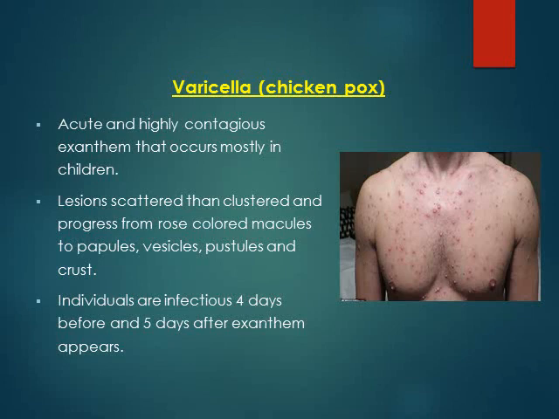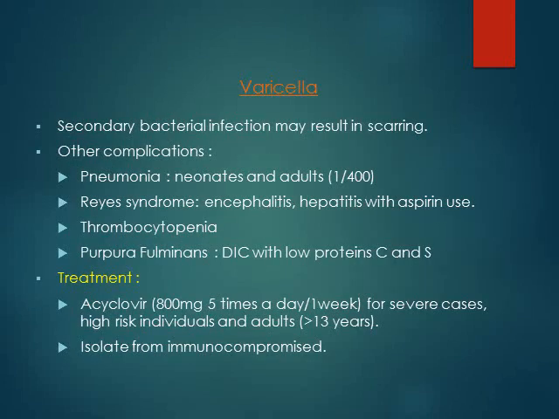Here in varicella, you see multiple vesicles all over the body. It is a very common disease, and secondary bacterial infection can occur. There can be other systemic complications such as pneumonia, which is seen more commonly in adults, thrombocytopenia, and purpura fulminans. The treatment for this is acyclovir 800 mg 5 times a day for 1 week.